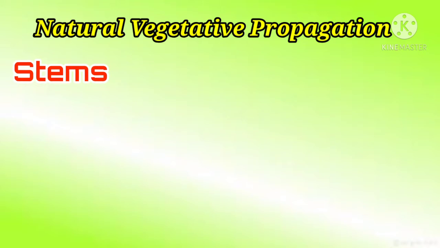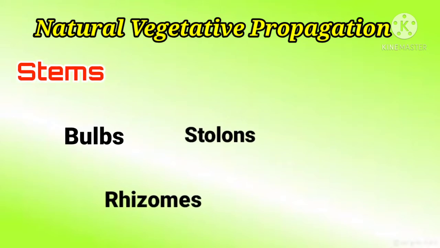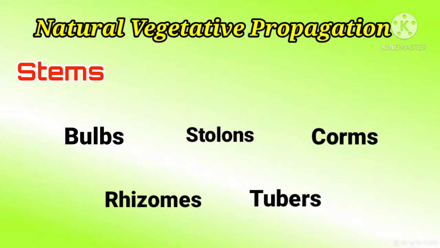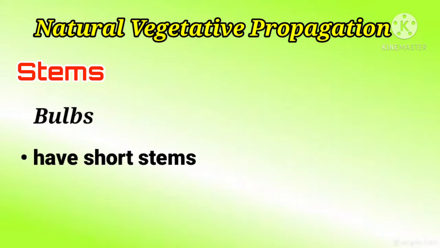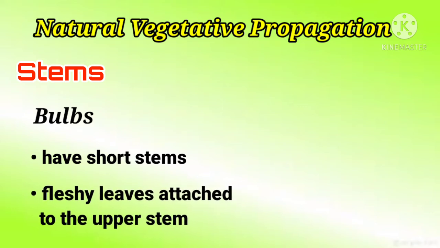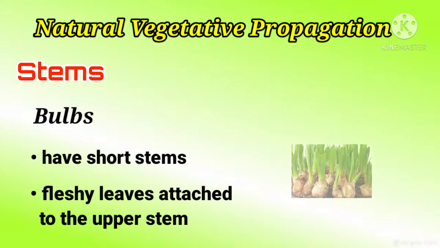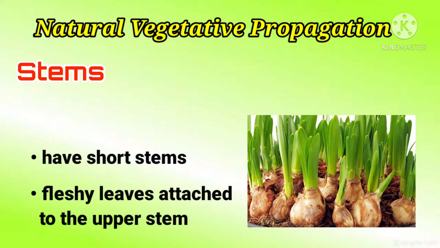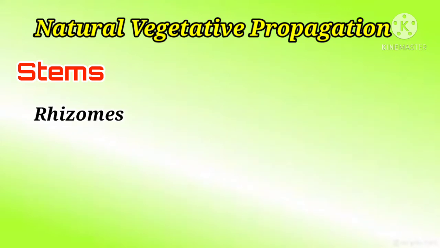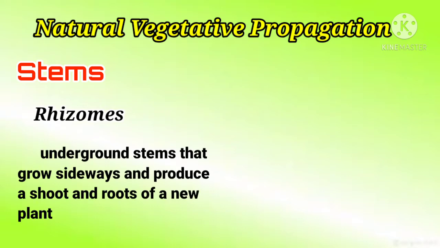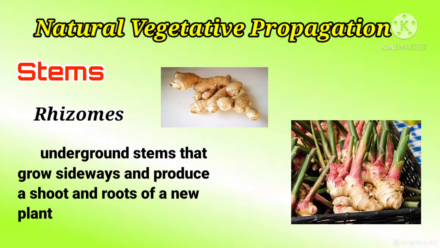Next we have the stem, which is further divided into bulbs, rhizomes, stolons, tubers, and corms. Bulbs have short stems and fleshy leaves that are attached to the upper stem where the buds are. An example of this is an onion. Then we have rhizomes. Rhizomes are underground stems that grow sideways and produce the shoot and roots of a new plant. An example is ginger.